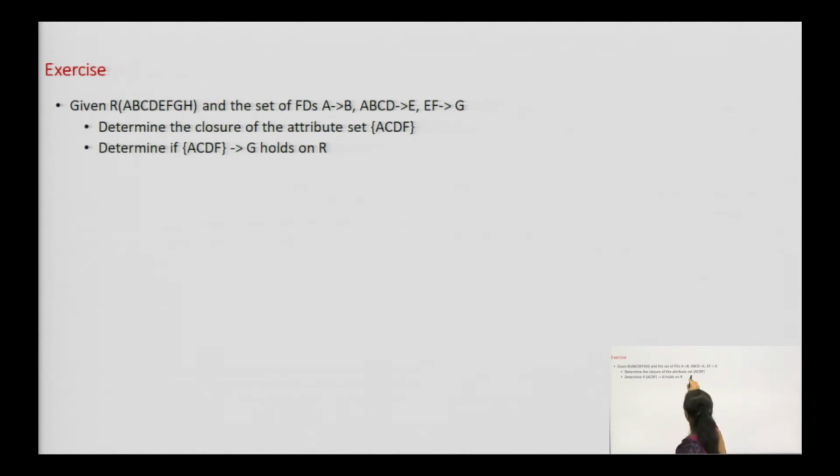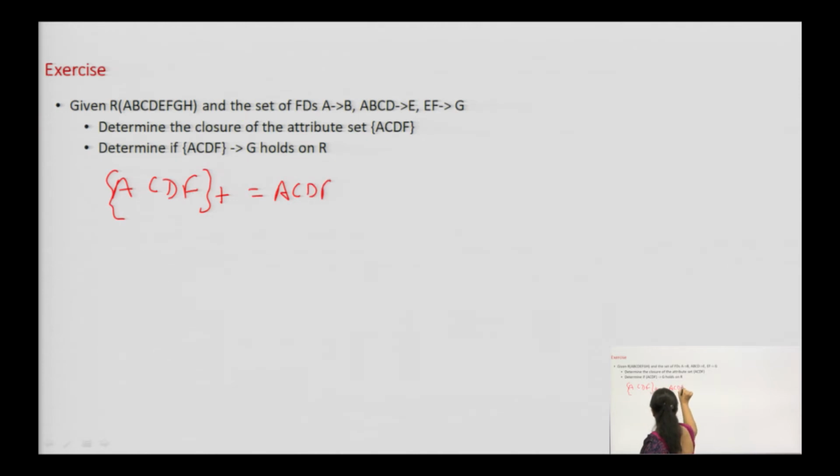Let us take up another example. Determine the closure of the attribute set ACDF given the set of functional dependencies on the relation R. So, we need to find the closure of ACDF, which is equal to obviously ACDF. Then we have over here A determines B.